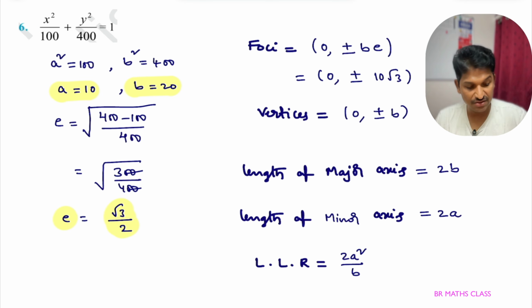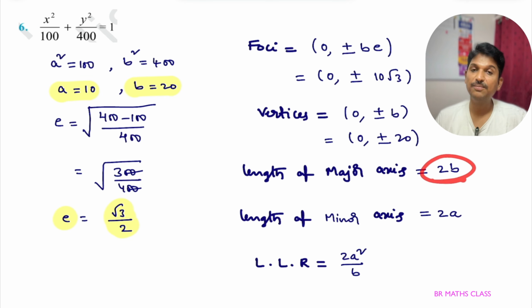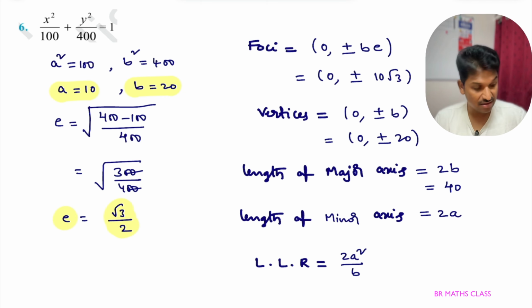So as b is 20, this is 0 comma plus or minus 20. Length of major axis is 2b. B is 20, na? 2 into 20, that is 40. Length of minor axis is 2a. A is 10, na? 2 into 10, that is 20.